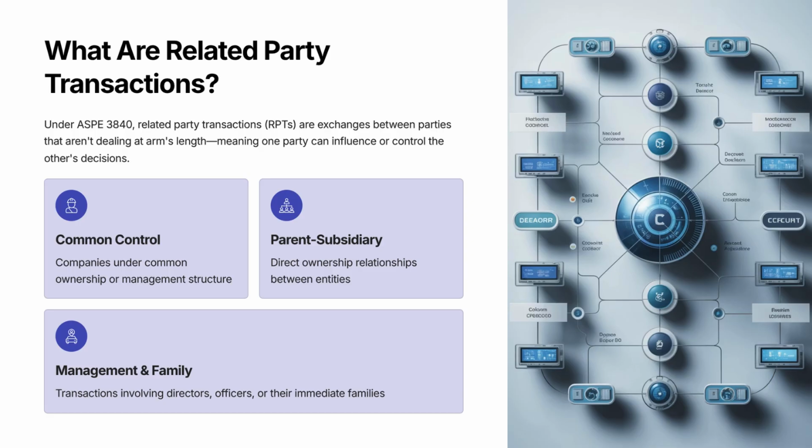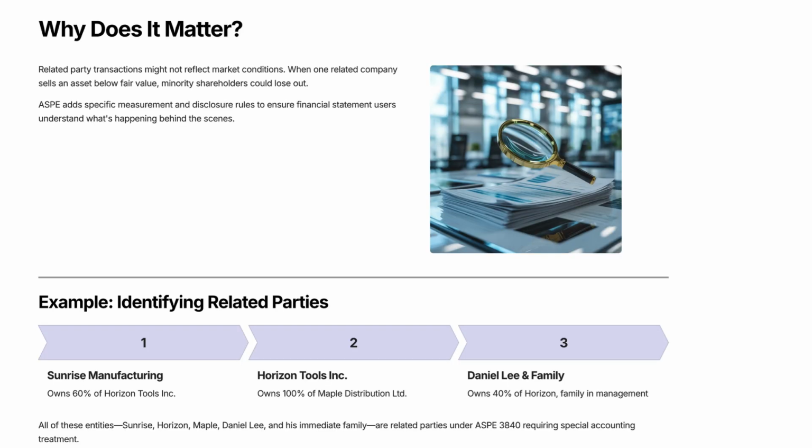Common examples include companies under common control, parent and subsidiary relationships, and transactions involving management, directors, or even their immediate families. Essentially, if one party can significantly sway the other's decisions, that's a related party relationship, because these transactions might not reflect market conditions. When one related company sells an asset below fair value, another party, like a minority shareholder, could lose out. So, ASPE adds specific measurement and disclosure rules to make sure users of the financial statements understand what's going on behind the scenes.